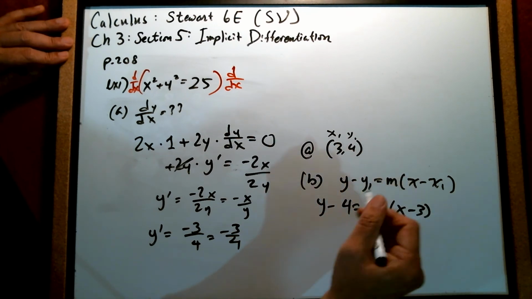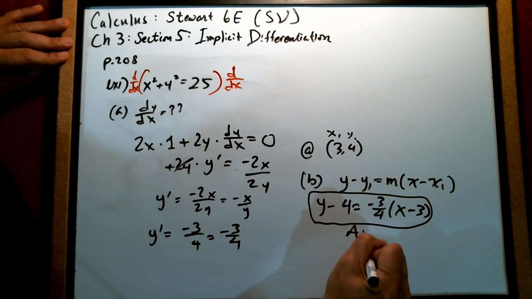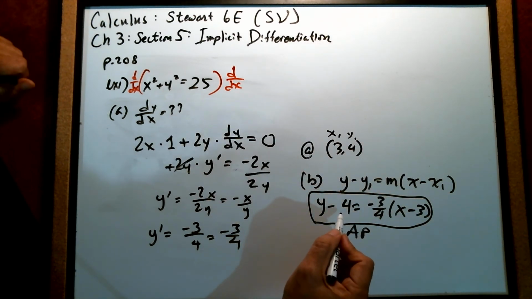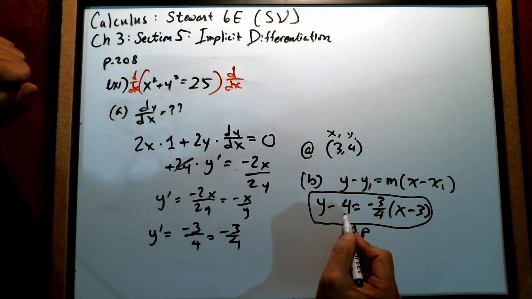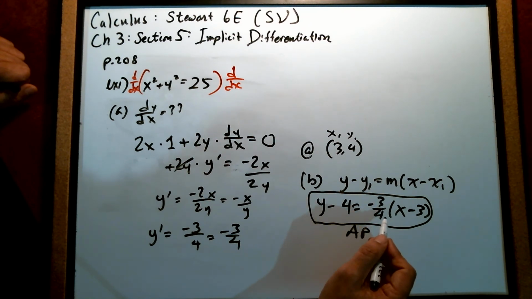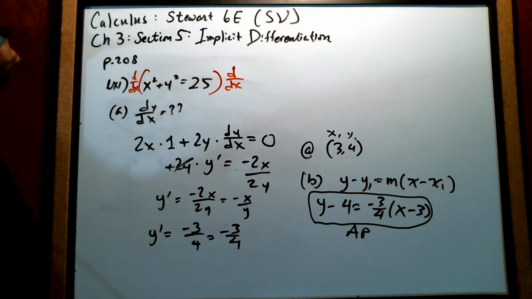And on your AP exam, you should keep it as point slope form. You don't want to distribute that out and add 4 to the right side. You can. It's a little bit extra work. You might make mistakes. AP says this is just as good as slope intercept form. Good luck, guys. I will do example number 2 and 3 a little bit later on. Thank you.